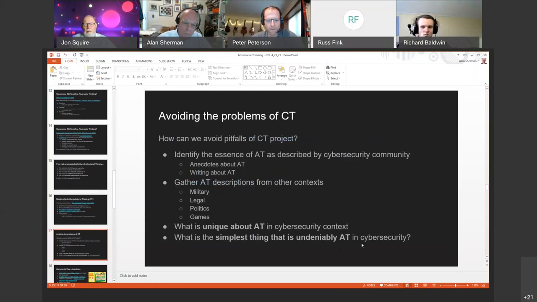So for me, the way that I want to try to do that is by identifying the essence of AT that's described by the cybersecurity community. So not trying to look at what is a comprehensive definition of everything that is and is not adversarial thinking, but again, going back to that idea of what are some things that no one denies are adversarial thinking, right? And starting by looking at what are the anecdotes that the security community talks about when they talk about adversarial thinking? How do people write about adversarial thinking? What have they said? And then also look at other descriptions of adversarial thinking in other contexts. So military, legal, politics, games. See what's similar between those fields, because it seems like there's overlap, right? But also focus on what's unique about adversarial thinking within a cybersecurity context, okay?